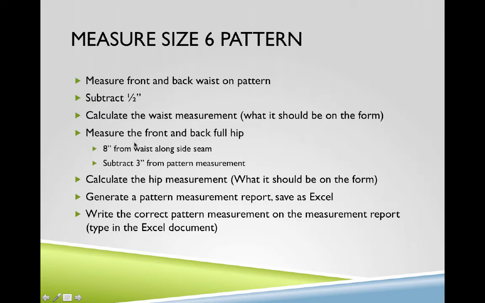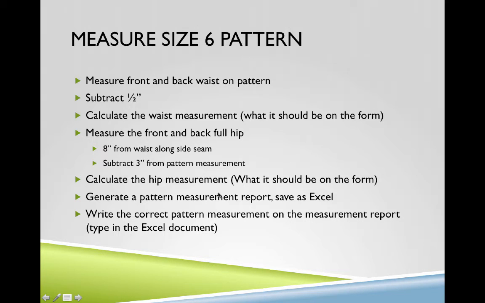Then you're going to take a point 8 inches down from the waist along the side seam, and you're going to measure both the front and the back. Calculate your measurement chart so that it adds up for you. Subtract 3 inches from that measurement on the measurement chart, and that will be the hip measurement, or the corresponding hip measurement on the dress form.